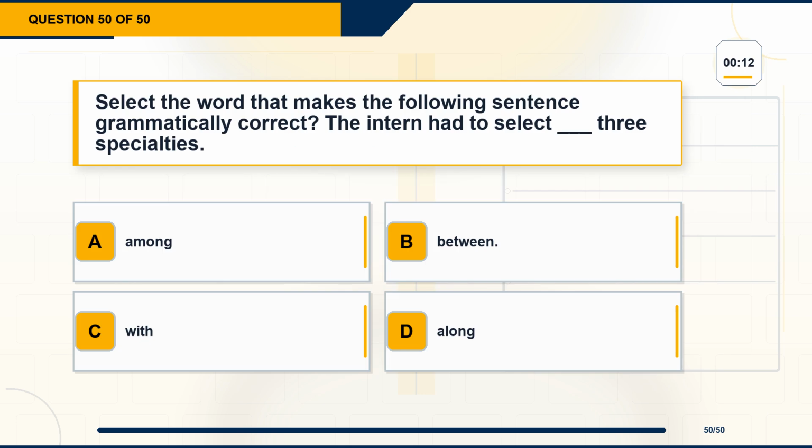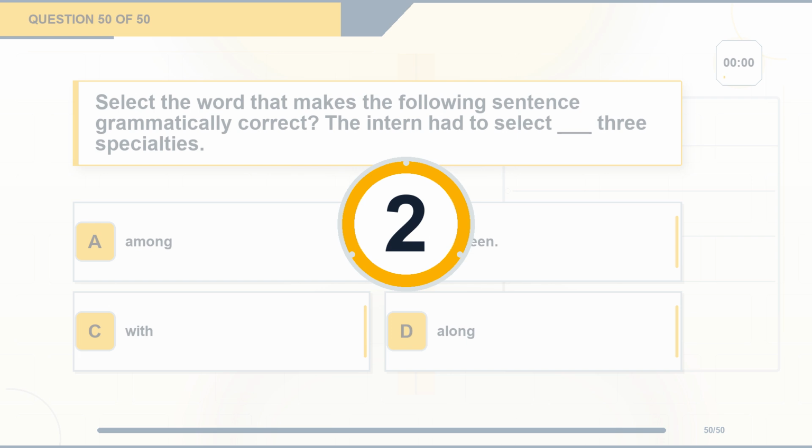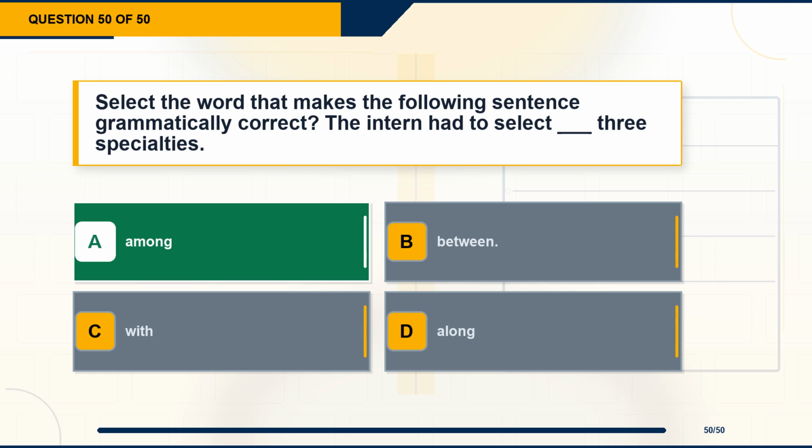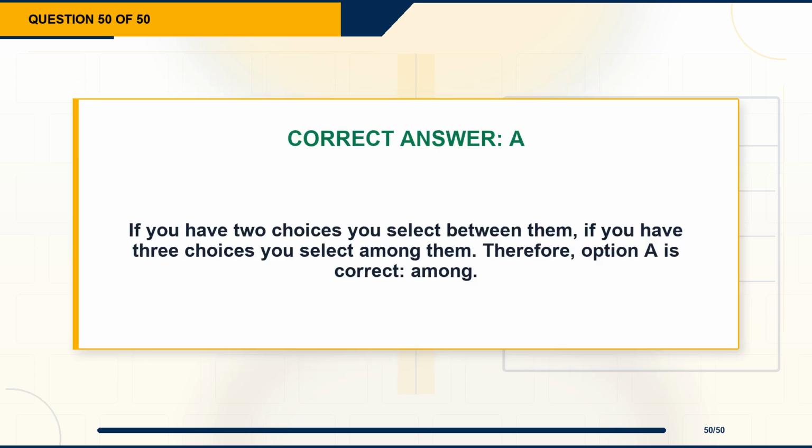Question 50. Select the word that makes the following sentence grammatically correct. The intern had to select blank 3 specialties. Option A, among. Option B, between. Option C, with. Option D, along. The correct answer is option A, among. Explanation. If you have 2 choices you select between them, if you have 3 choices you select among them. Therefore, option A is correct, among.